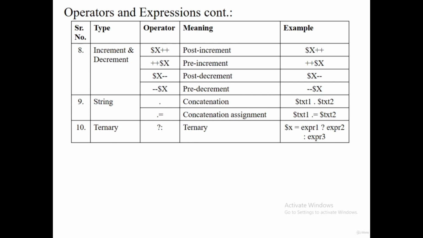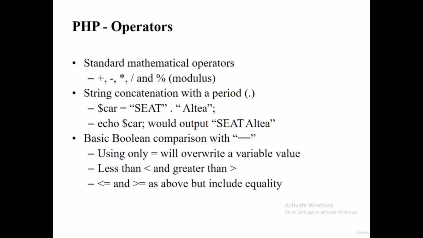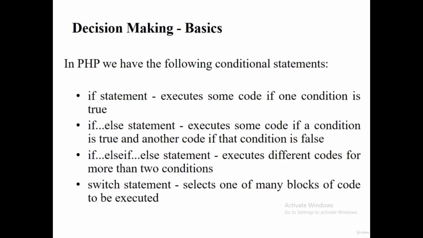For strings, if you want to concatenate strings, use the dot. For concatenation assignment, use text1 dot equal to text2. Use the ternary operator: x equal to expression 1, where we define the three expressions. This is an example of operators: mathematical operators, and string concatenation with the period operator. We use the dot operator to concatenate strings. Basic boolean comparison with equal to; using only one equal will override the variable value. Less than, greater than, less than or equal to, greater than or equal to.